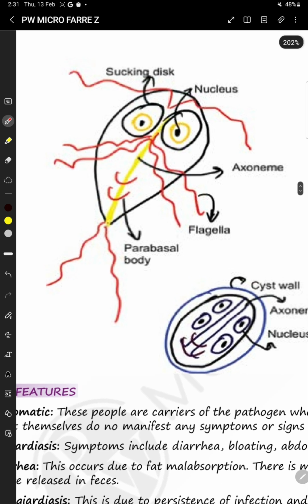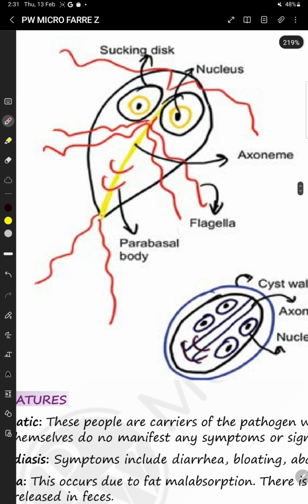So this is the structure of the trophozoite. They have sucking discs. This is the sucking disc. This is the nucleus. It has two sucking discs, then nucleus, and then four pairs of flagella. That is a total of 8 flagella.